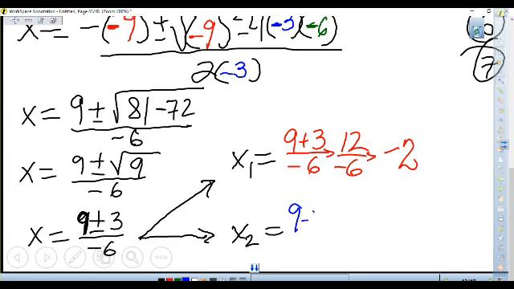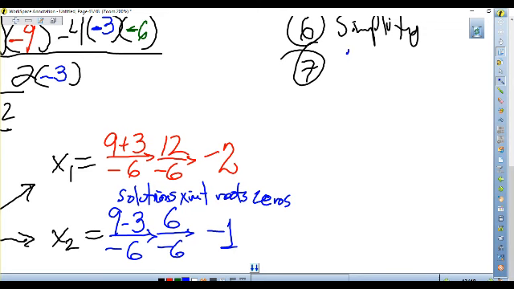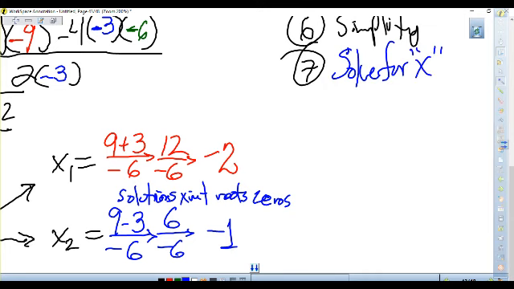Okay. So if that is x sub 1, take for x sub 2: 9 minus 3 over negative 6. Therefore, what is 9 minus 3? 6 over negative 6. What is that? Negative 1. What is the name of step number 7? Tell your neighbor. What did we just do? Solve for x. That is correct. Solve for x.